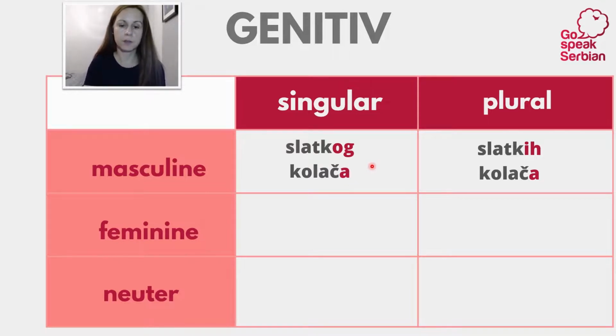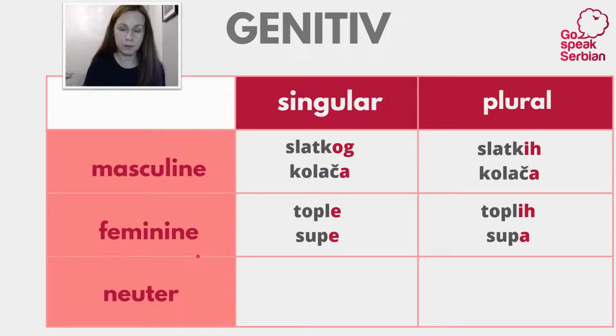So for example, you can say pojela sam parče slatkog kolača. I ate a piece of a sweet cookie. Parče slatkog kolača. In plural, the endings are ih for adjectives and a for nouns. Slatkih kolača. For example, pojela sam 5 slatkih kolača. I ate 5 sweet cookies.